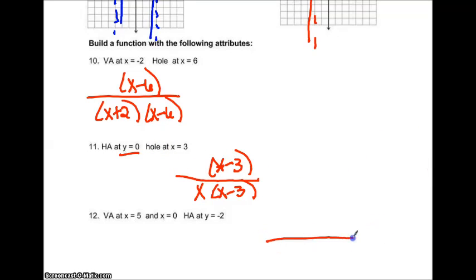And then number 12, you have to have a vertical asymptote at 5, so x minus 5 belongs on the bottom. And at x equals 0, that means there's an x on the bottom. And you have to have a horizontal asymptote of y equals -2. If you have it at a number, that means that they are the same. X times x would give me an x squared, so I've got to have x squared on the top. And when I take my coefficients, it has to give me -2, so I need a -2 up there.